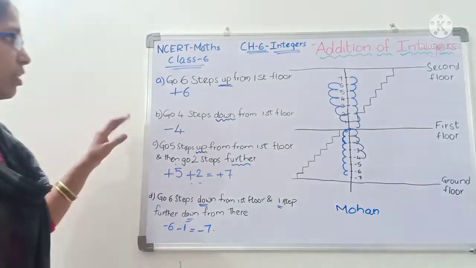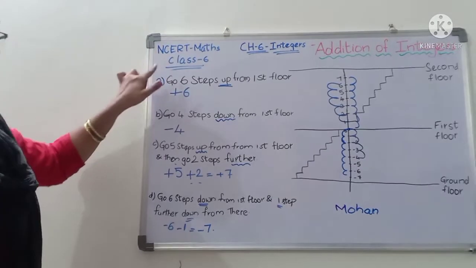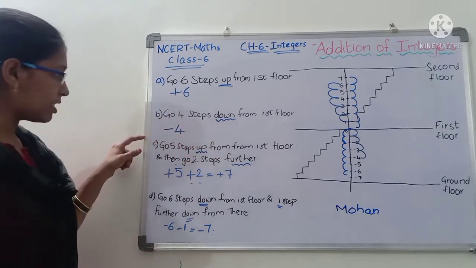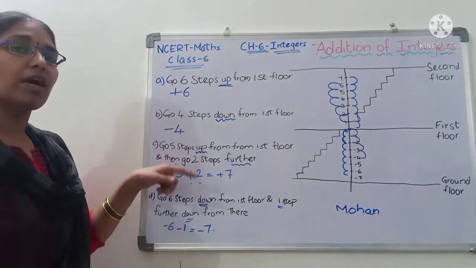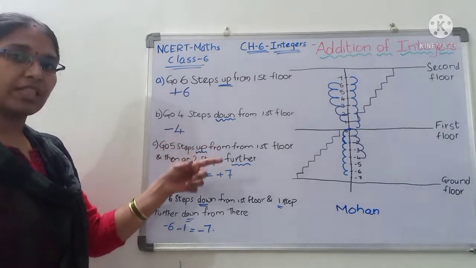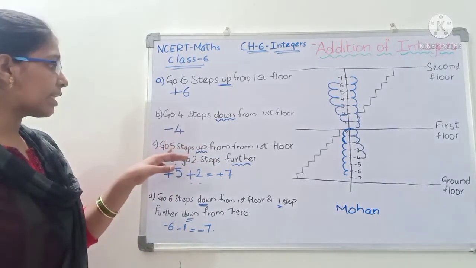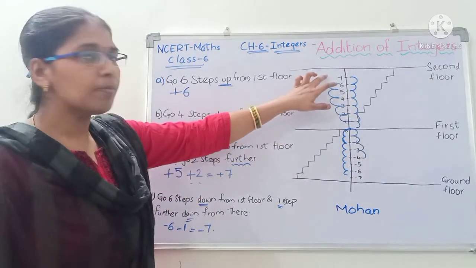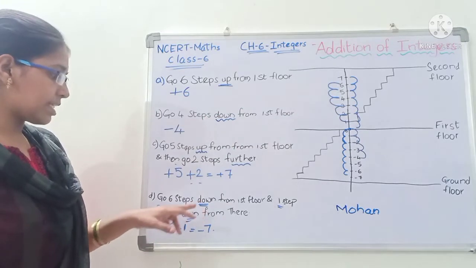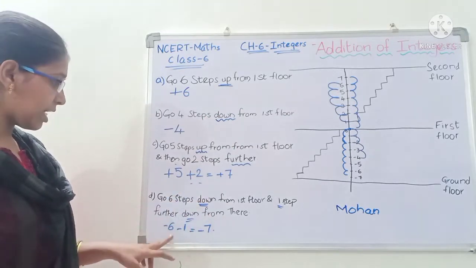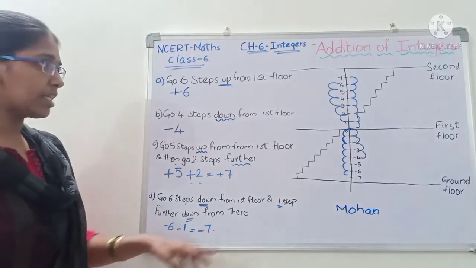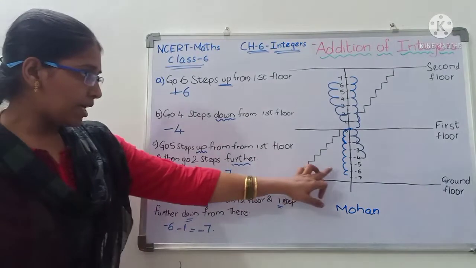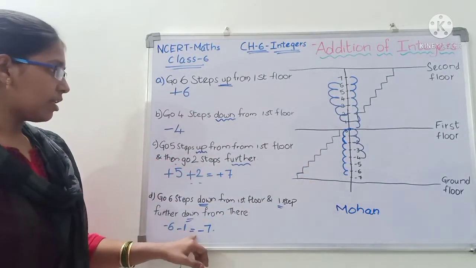See, children, observe all these questions. The first one is go 6 steps up, which means plus 6. 4 steps down means minus 4. Then you said go 5 steps up and 2 steps further. What did you do in that case? Plus 5 and plus 2. As per this, you wrote plus 7. And here 6 steps down. Down means minus 6 and 1 step down, minus 1. From here you came 6 steps and again down, minus 1. That means minus 7 you got.